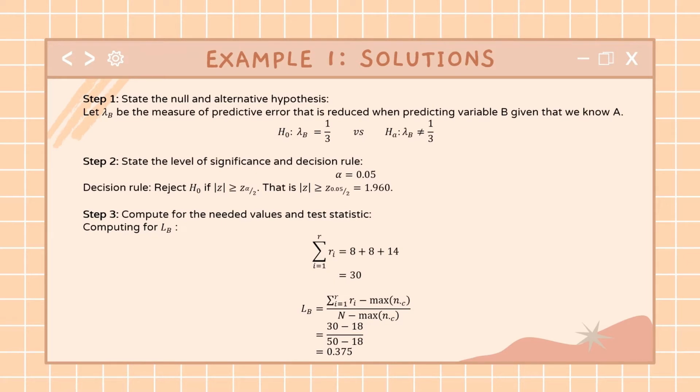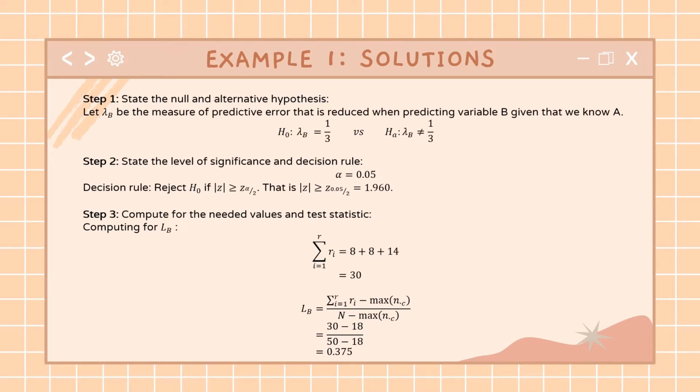Step 1. We shall state the null and alternative hypothesis. Let lambda s of B be the measure of predictive error that is reduced when predicting variable B given that we know A. That is, we have H null: lambda s of B is equal to 1/3 versus the alternative that lambda s of B is not equal to 1/3.